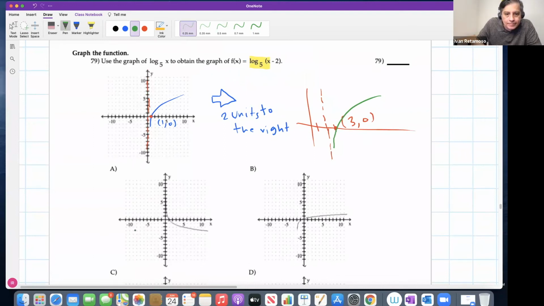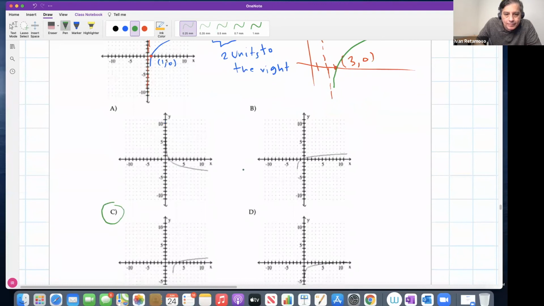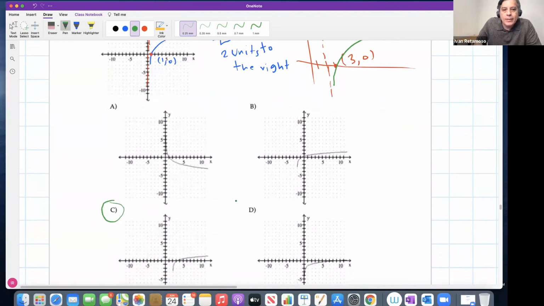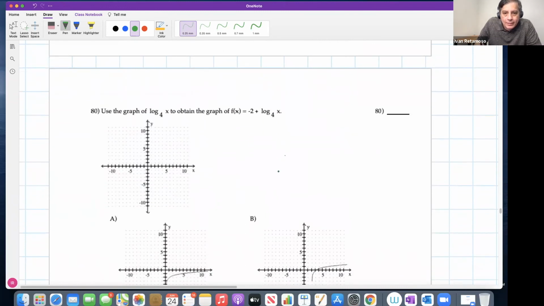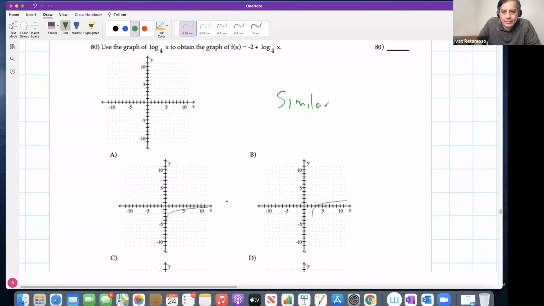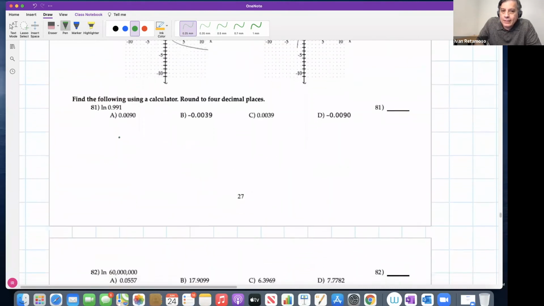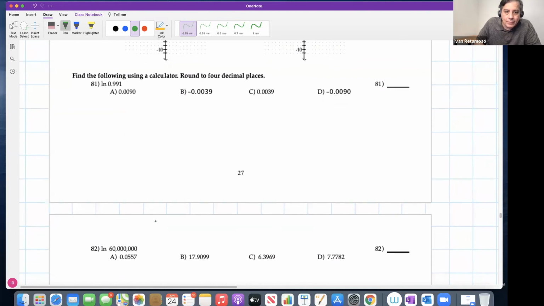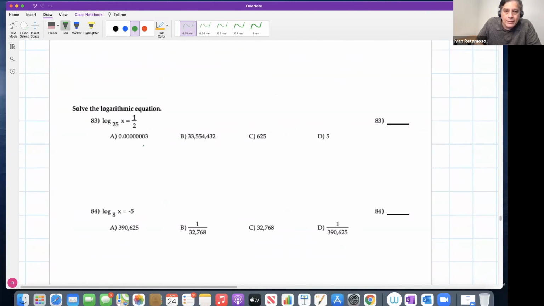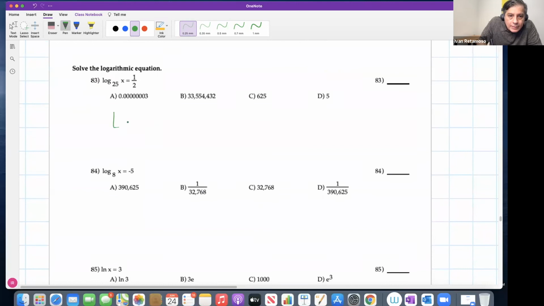For number 79, that's this guy. Very good, very good. This one is similar. Apply a vertical shift by 2 units down. We'll be okay with this, I believe. Computational, use your calculator using the function ln. So computational as well.